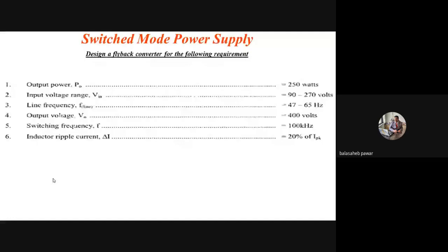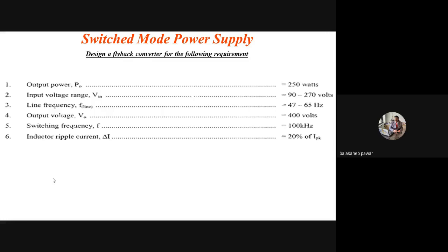So here I mentioned the problem statement: design a flyback converter for the following requirements. Output power, PO equals 250 watts. Input voltage range, that is V in, is available from 90 volts to 270 volts. Then the line frequency is also considered a variable, 47 hertz to 65 hertz. Output voltage requirement is 400 volts. Switching frequency 100 kilohertz, and inductor ripple current, that is delta I.